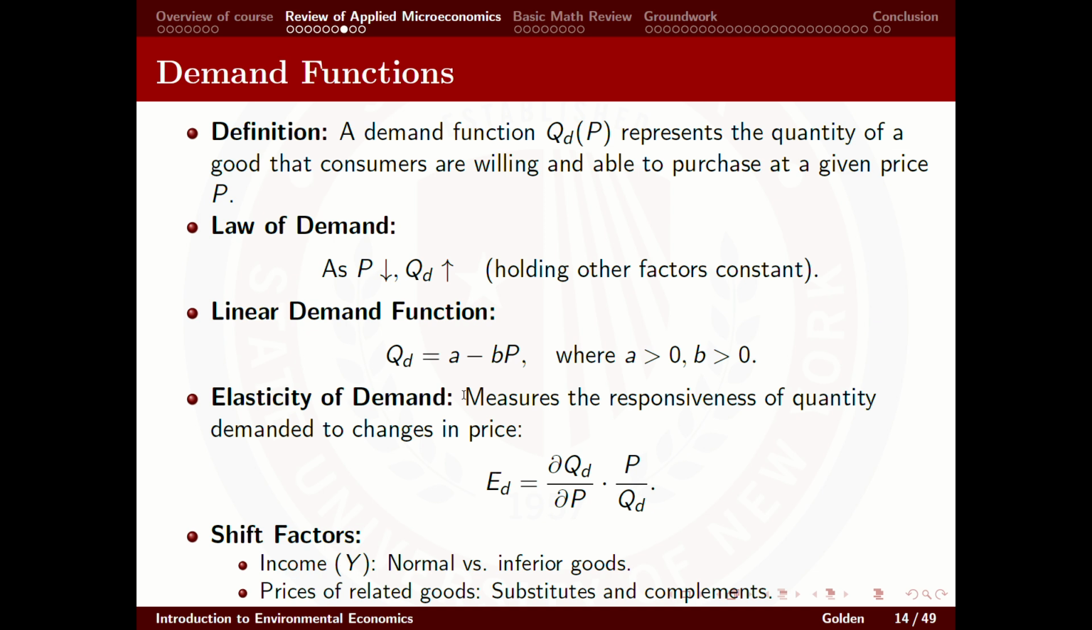Income shifts demand. As you get more income, you'll stop using inferior goods, you'll move to normal goods, and then if you have enough income, you'll move to what are called luxury goods.